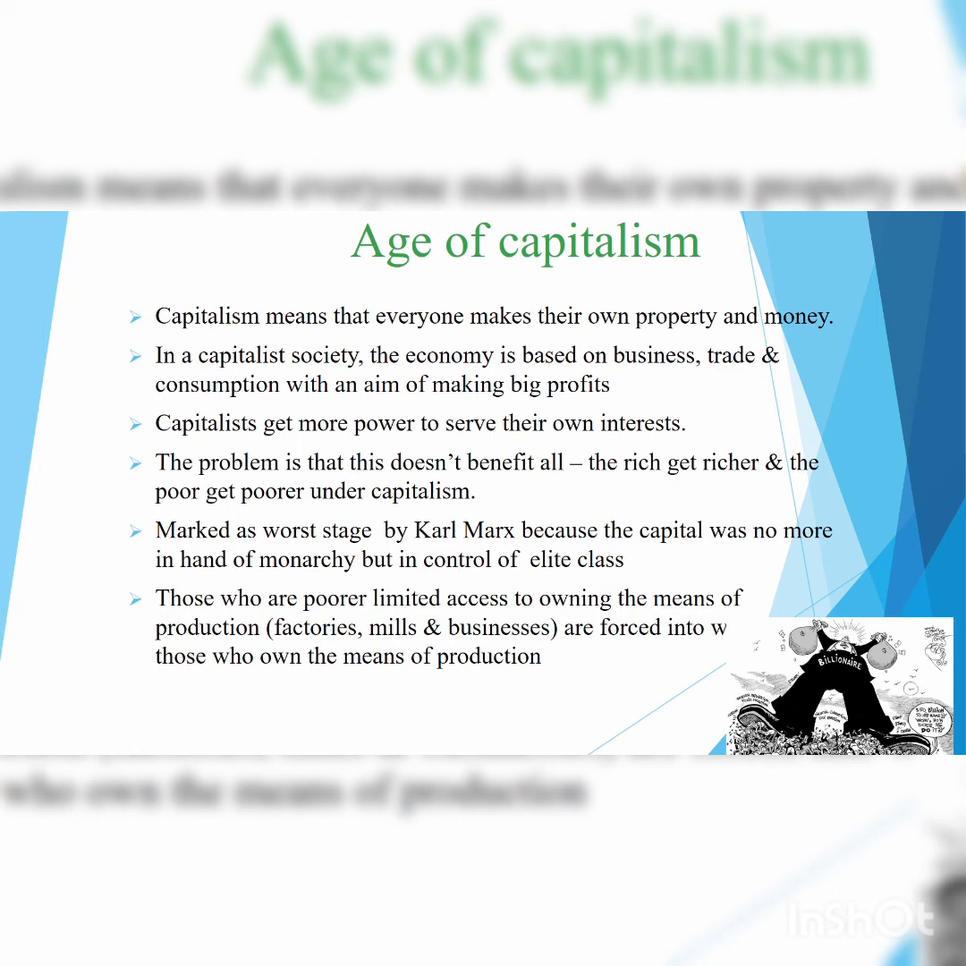So in this stage, the people are divided into different classes: elite class, middle class, and the lower class. Those who are poor, with limited access to owning the means of production, such as factories, mills, businesses, and other resources, are forced into work and exploited by the ones who own these productions.